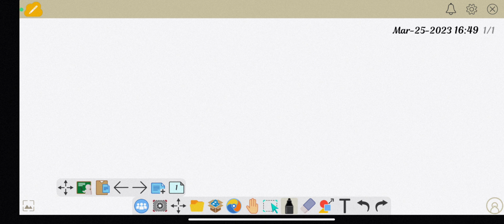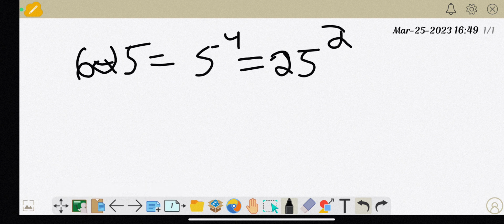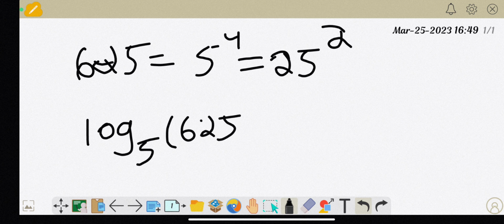So now 625. Let's analyze this number. This number can be written as 5 to the power 4, which is equal to 25 to the power 2. Now see, here if I apply log base 5 of 625, what is the answer I'm going to get? The answer I'm going to get is 4.